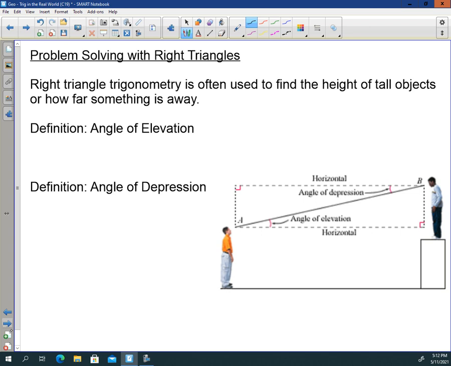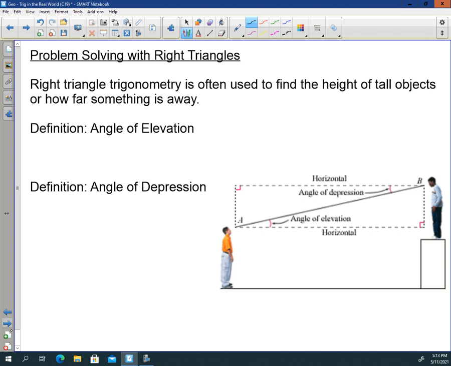Right triangle trigonometry is often used to find the height of tall objects or how far something is away. This is a very common use for right triangle trig. There's lots of other things you can do with it. But if you want to know how tall a building is, and you don't want to stand at the top of it and drop a huge tape measure down, then you could just stand about, I don't know, 30 feet away from it, use a little bit of trig, and you can figure out how tall that building is. Kind of interesting. Anyway, the first thing you need to know before we start doing stuff like that is the angle of elevation and the angle of depression.